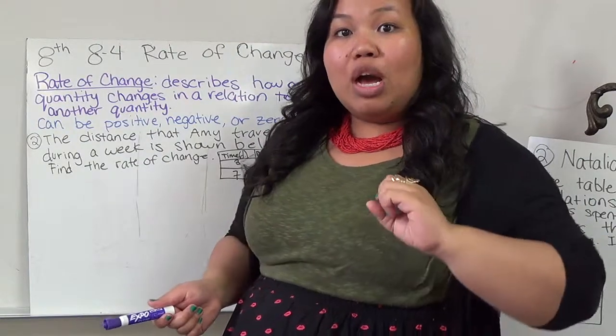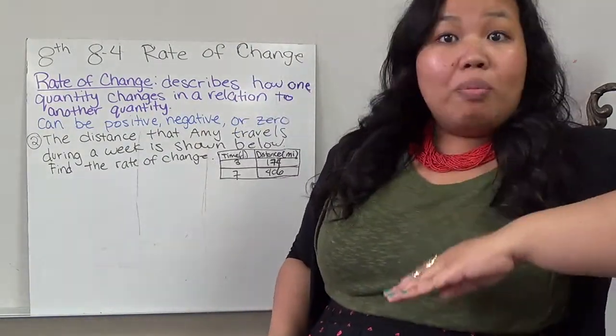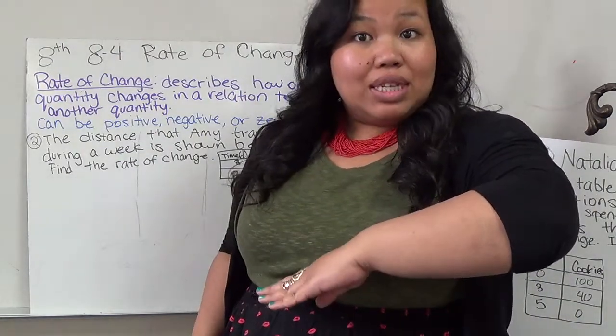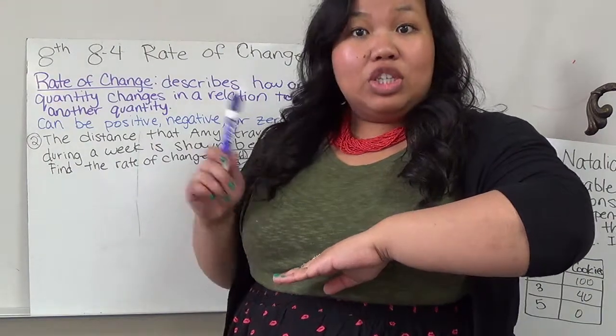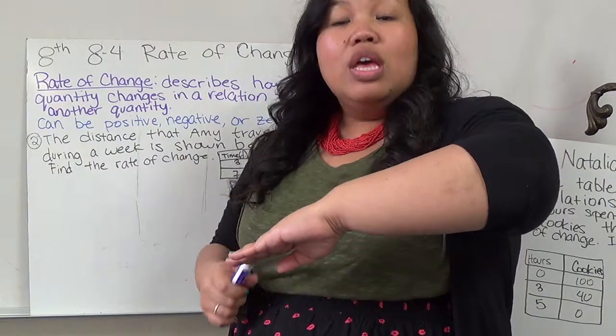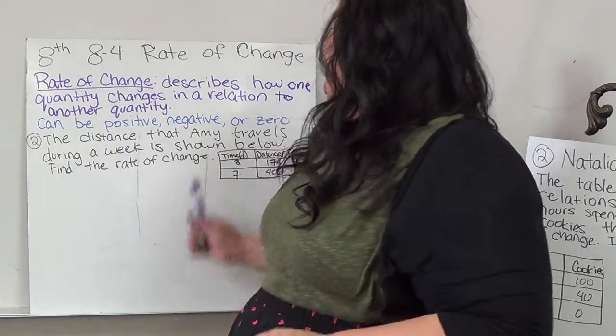If, for example, the more miles I travel, the closer I am to the destination. Well, then my distance to the destination gets lower. So as one increases, which is the miles I travel, the other decreases, and that's called a negative, right? I'm getting closer and closer.